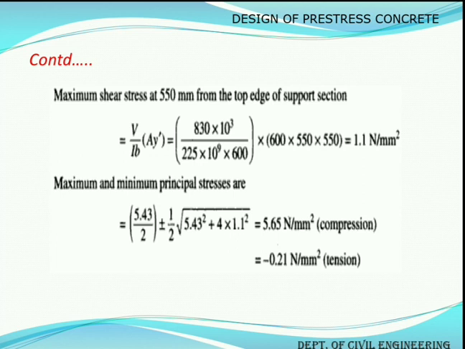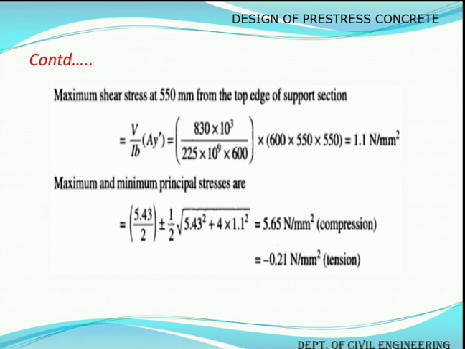Next, the maximum shear stress, that is tau V at 550, will be given by V into A Y bar divided by I B. So V is 830 into 10 raised to 3 divided by I, which is 225 into 10 raised to 9. B is 600, multiplied by area, which is 600 into 550 into 550 itself, because we have a well defined point at which we are calculating the stresses, which is 550. So here we get the shear stress as 1.1 Newton per mm square.